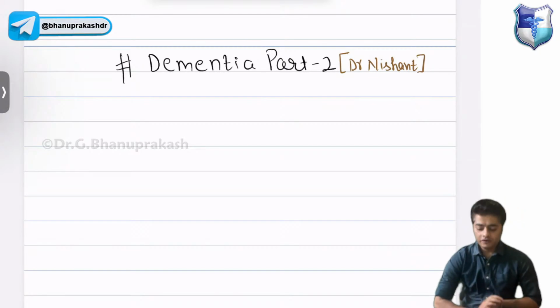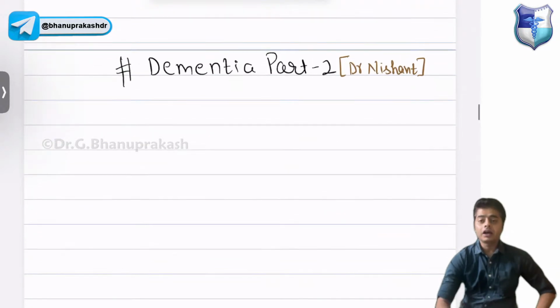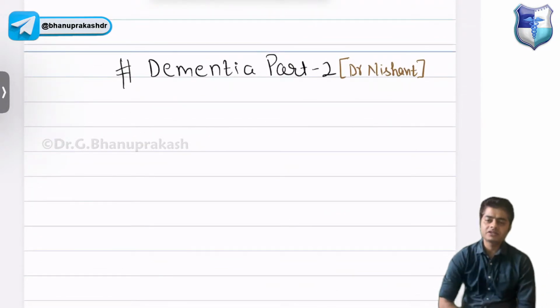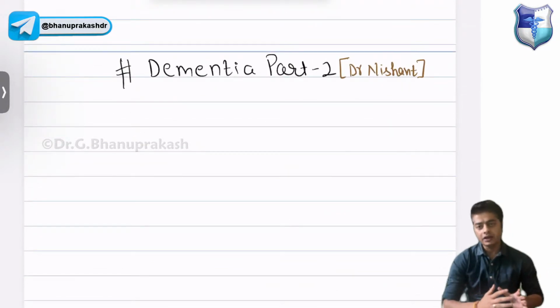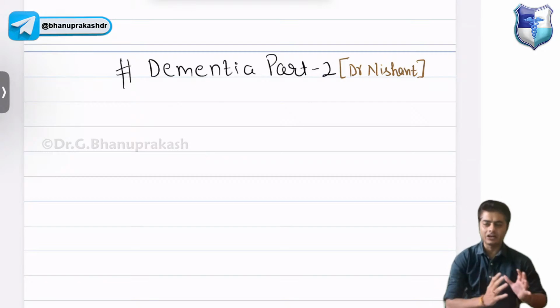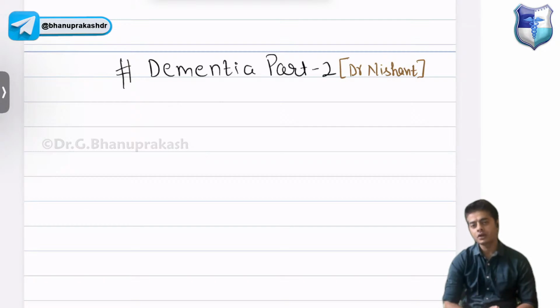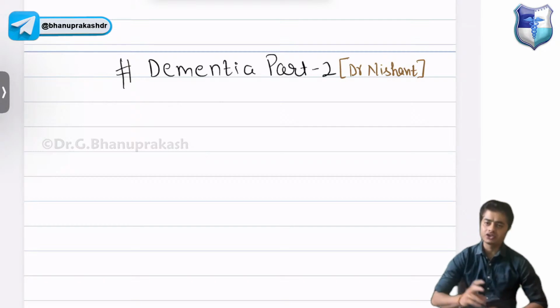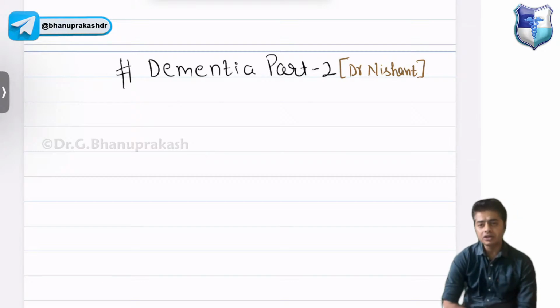Hello, good evening, everyone. Today we are going to start our Harrison-based symptomatology series. We are covering CNS symptomatology. In the last few classes, we have covered LMN and UMN weakness, syncope, vertigo, raised ICP and coma. Last class we talked about dementia, and here we will take dementia part two.